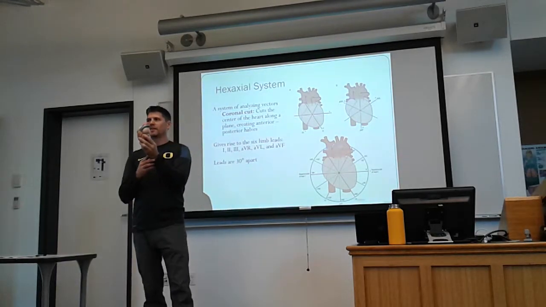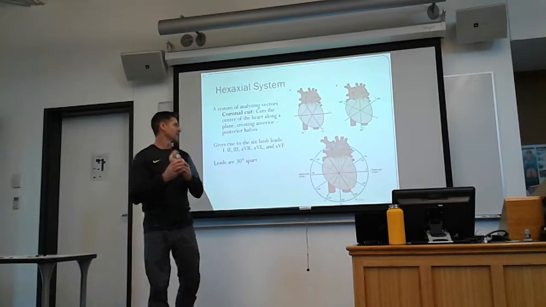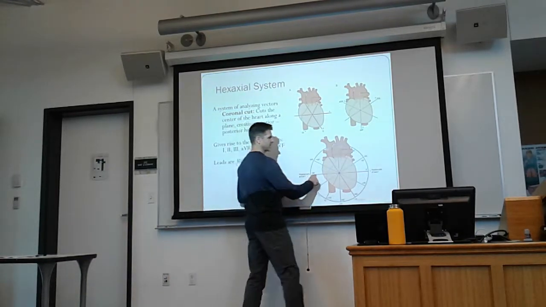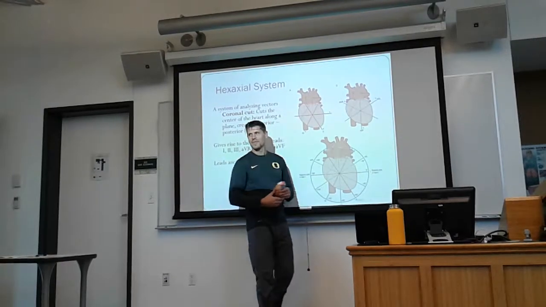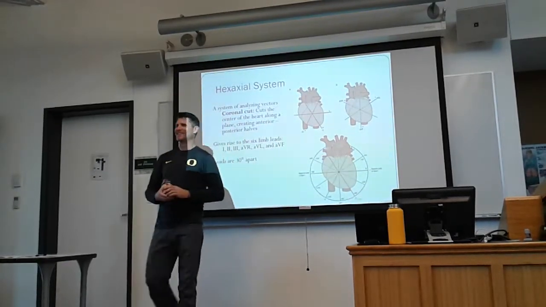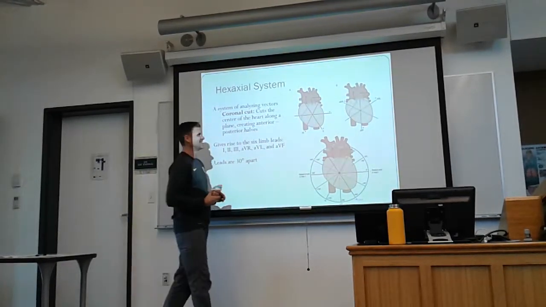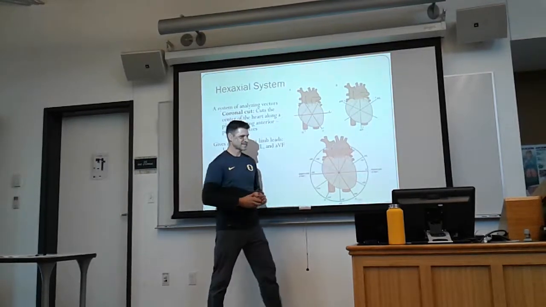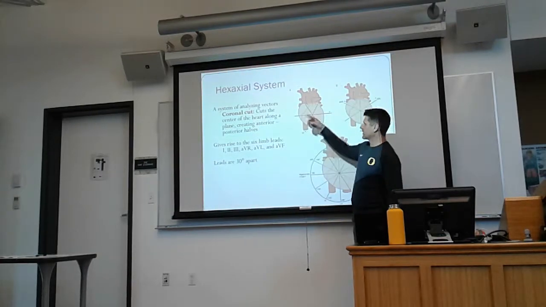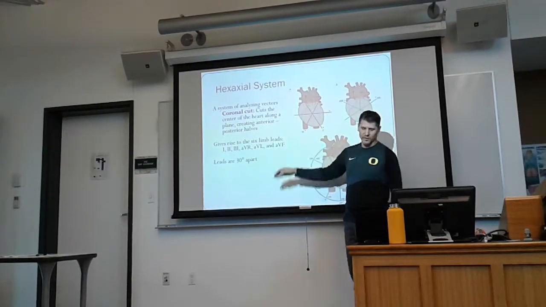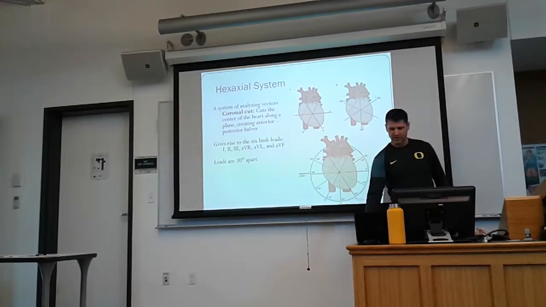You understand what I mean by 6 halves? Six pieces. So this cuts it in half, that cuts it in half, that cuts it in half. How many pieces did we cut it into? It's actually 12. Okay. So the hexaxial system creates those six versions of it.